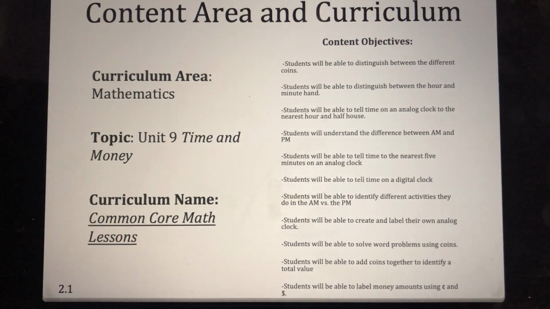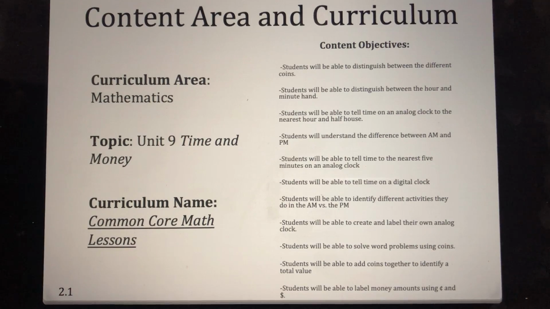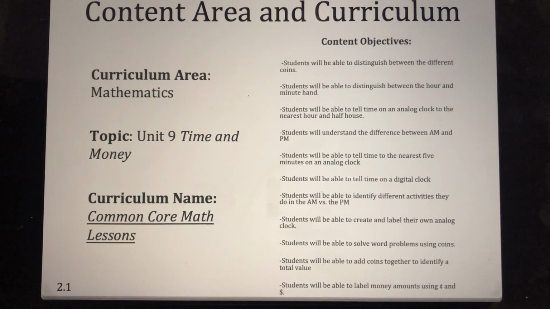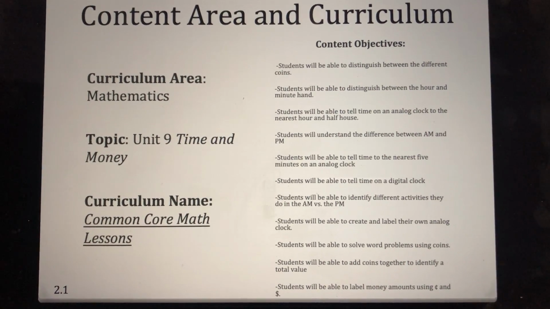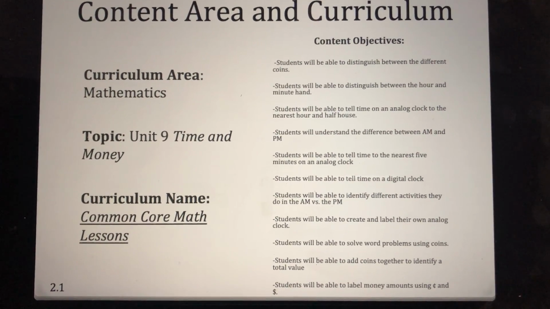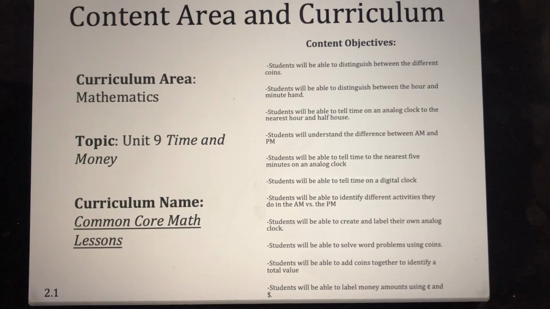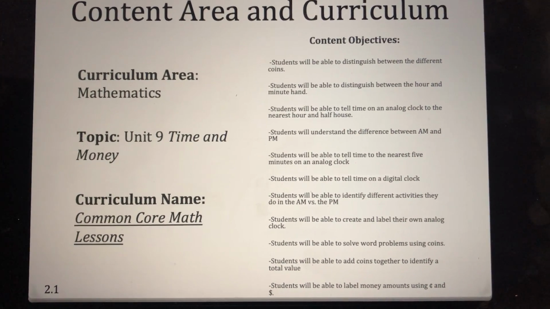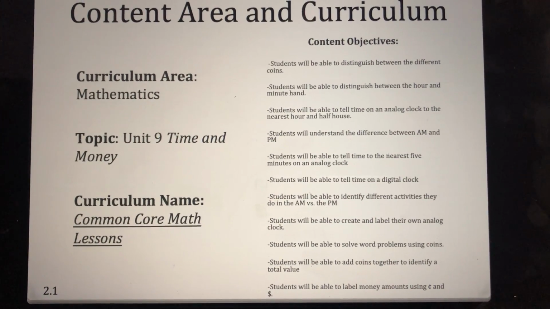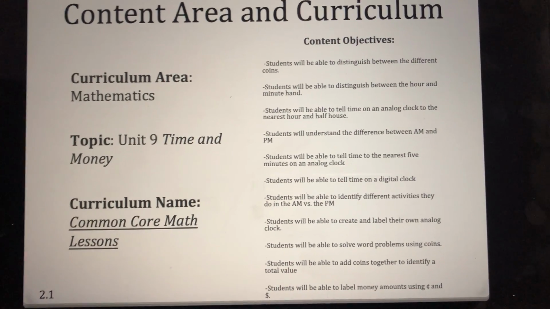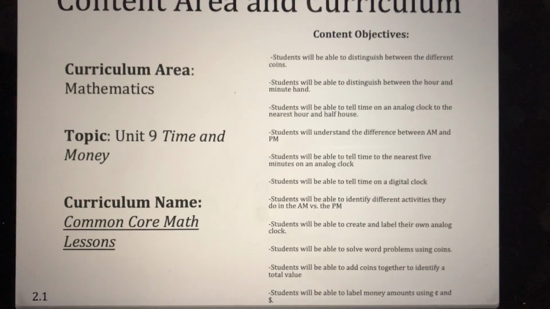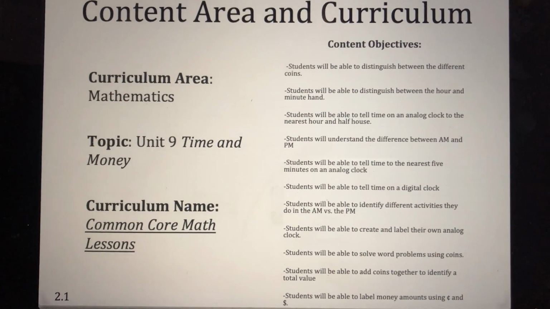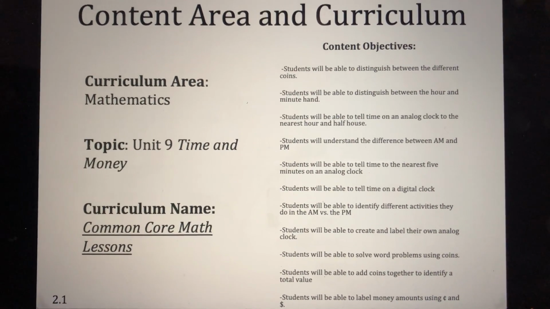Students will be able to distinguish between the different coins and the different kinds of clocks, distinguish between the hour and minute hand, to understand the difference and name activities in AM and PM, tell time to the nearest 5 minutes on an analog clock, to read a digital clock, to be able to make their own analog clock, to solve word problems using coins and with time, for students to be able to add coins together to identify a value, and for students to be able to label money amounts using the cent symbol and the dollar sign.